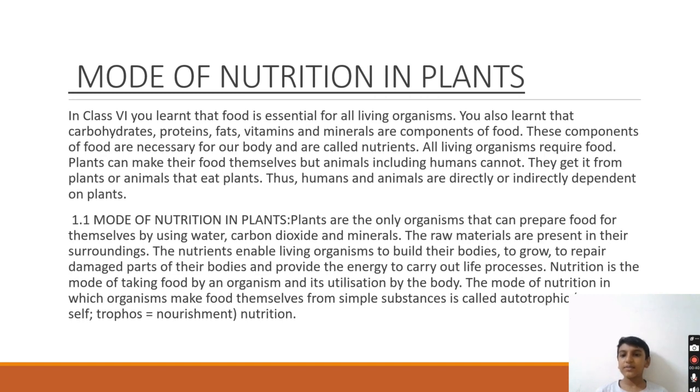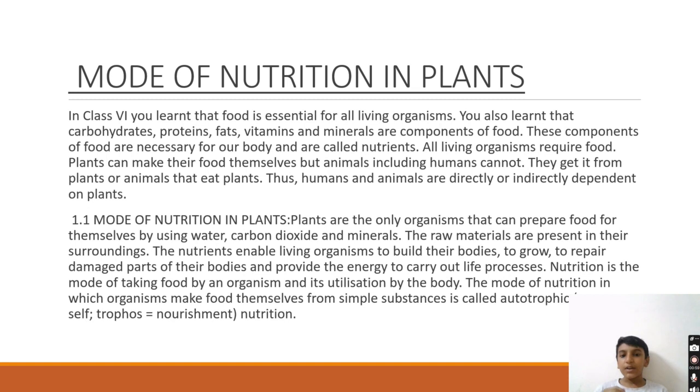All living organisms require food. Plants can make their food themselves, but animals, including humans, cannot. They get it from plants or from animals that eat plants. Thus, humans and animals are directly or indirectly dependent on plants.